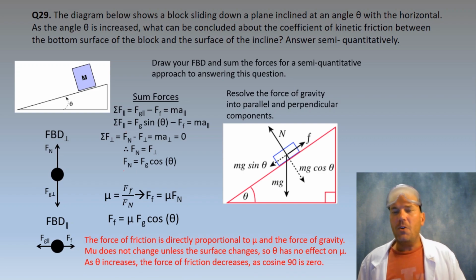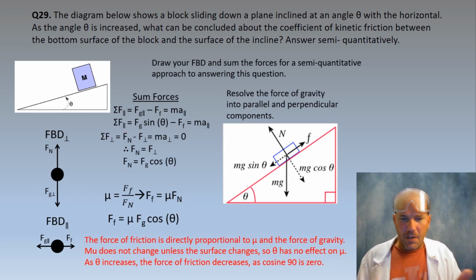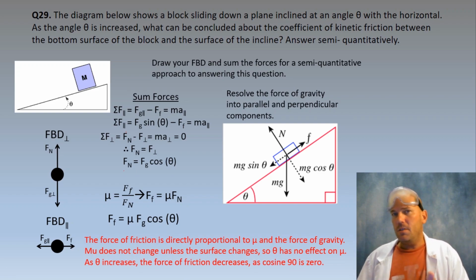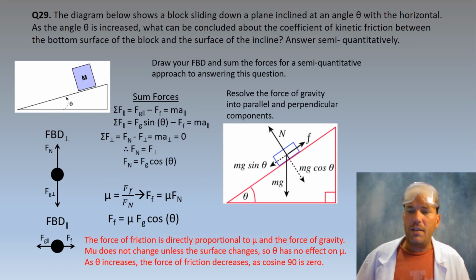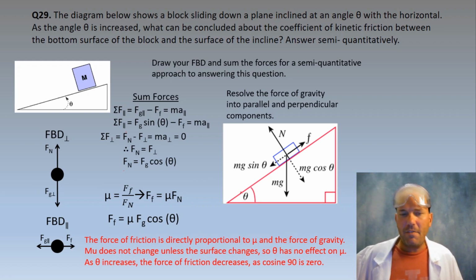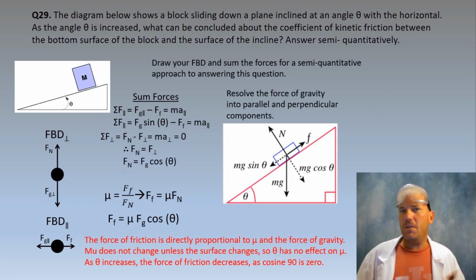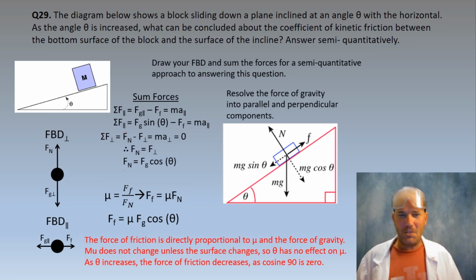Okay, so in this case here, force of friction is directly proportional to mu. Hopefully you can see that here. That's always going to be the case, in fact. As mu goes up, force of friction goes up. As mu goes down, force of friction goes down. And it's also going to be directly proportional to the force of gravity. So as mass goes up, force of friction would go up by way of increasing force normal.